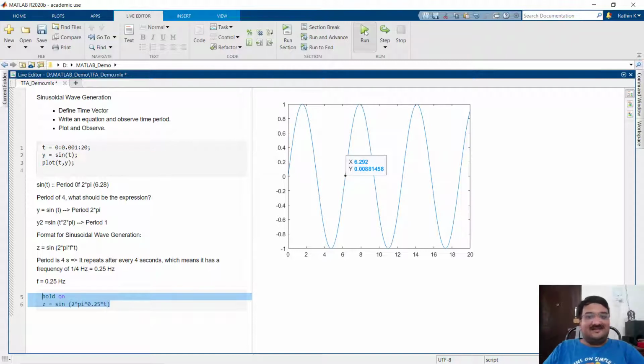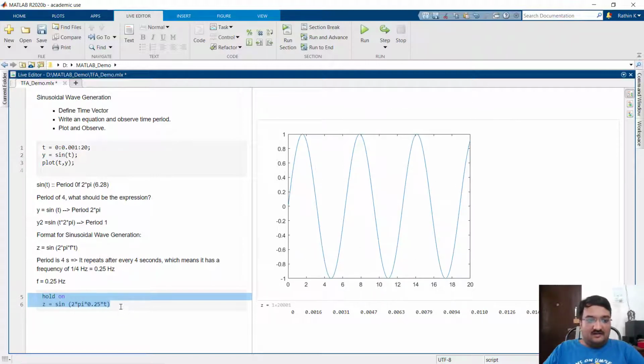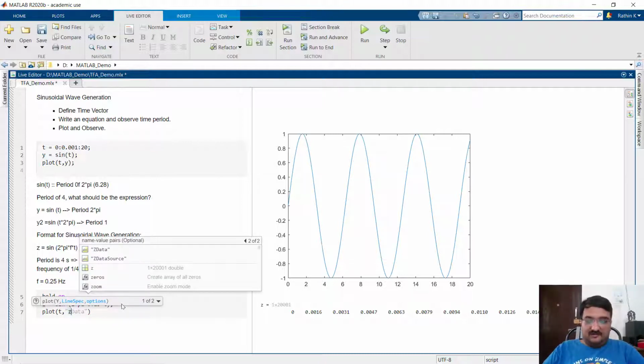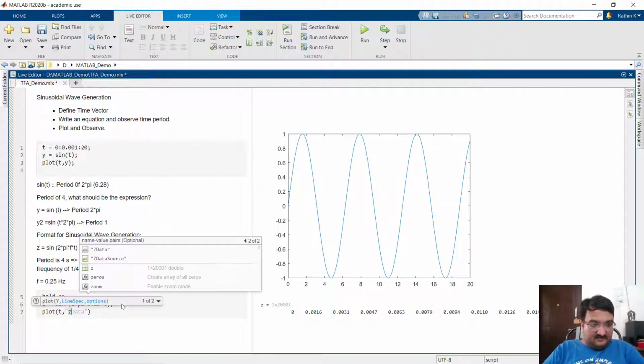Let's quickly see whether the same holds or not. Let me run this section. You will get an idea of how it is getting repeated. I have to plot it as well. So t comma z, these are the values. If I plot it, z.